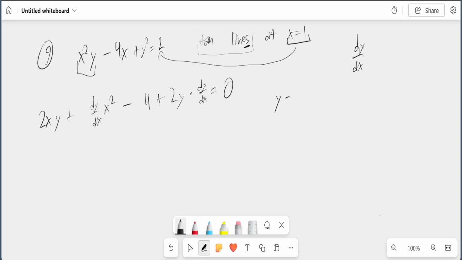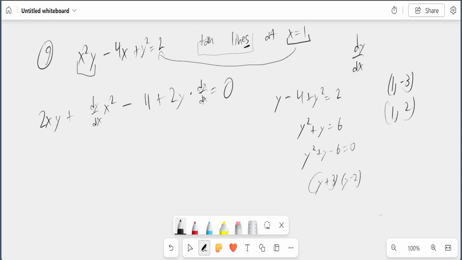So 1 minus 4 plus y squared is equal to 2. So y squared plus y is equal to 6. Let me put that back there. y squared plus y minus 6 is equal to 0. y plus 3 times y minus 2. So that's why he says tangent lines, because there are actually 2 y values. So there are 2 tangent lines. So we have to find the tangent line at the points (1, -3) and (1, 2).